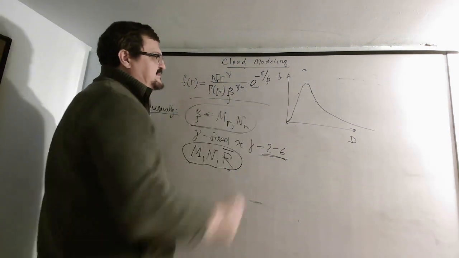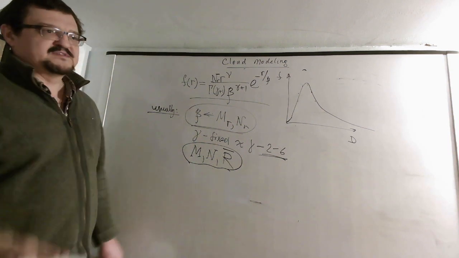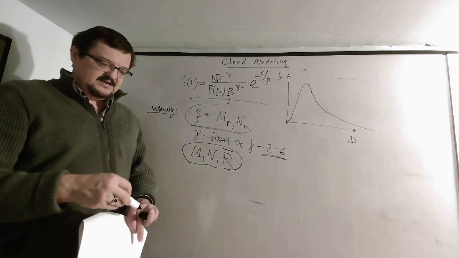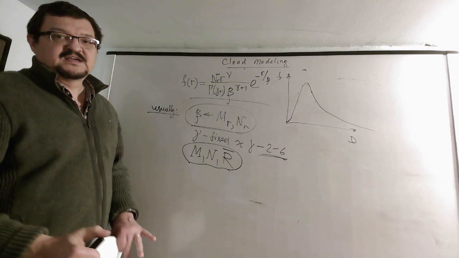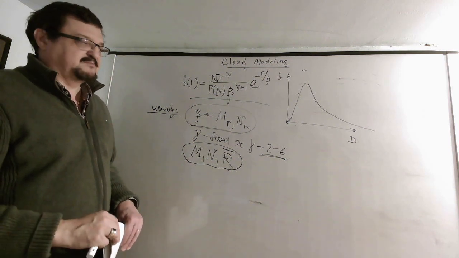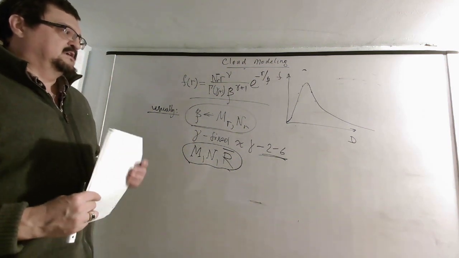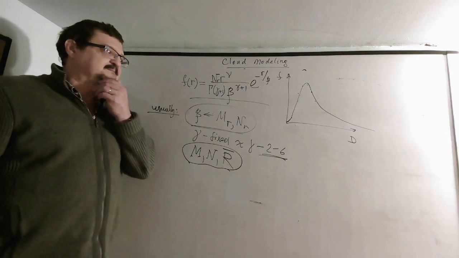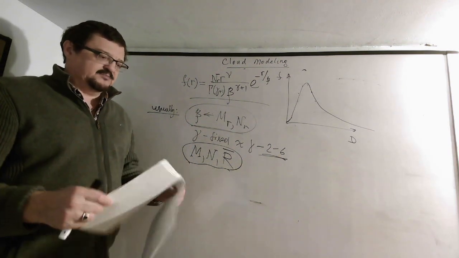So that's basically the idea. You use gamma distribution, and then you find all the moments and interactions with them. Or if you use single moment microphysics, you use Marshall-Palmer distribution. So that's basically it. That's basically all I have to say about bulk microphysics.